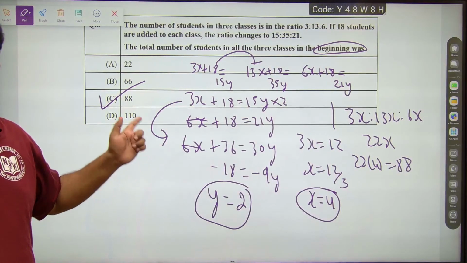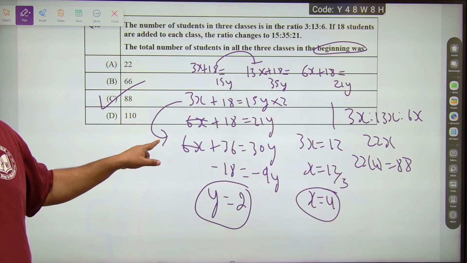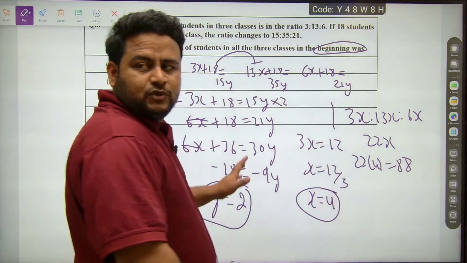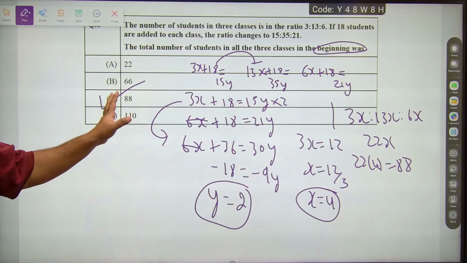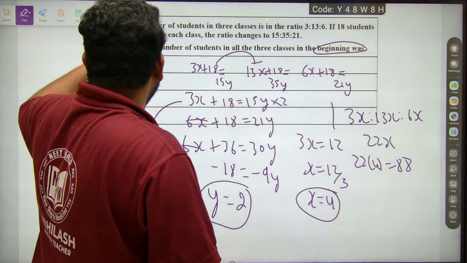Yesterday also we solved one ratio based question. Today also ratio based question. Very important. Clear? You can have a look at the solution. If you want, you can take the screenshot. Got it? Okay. Next question.